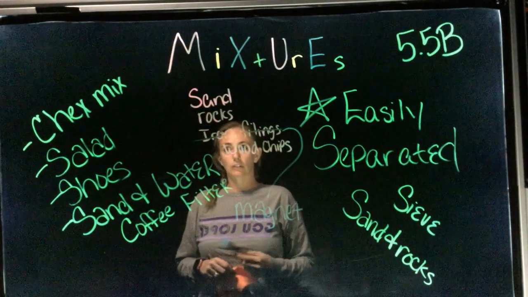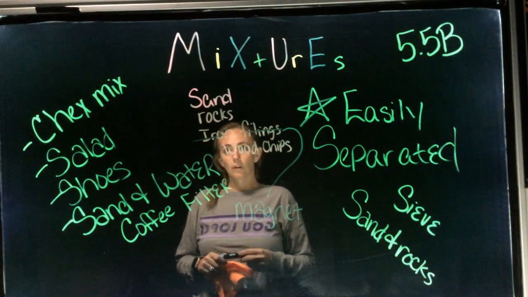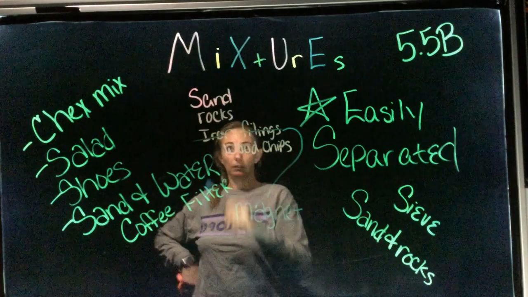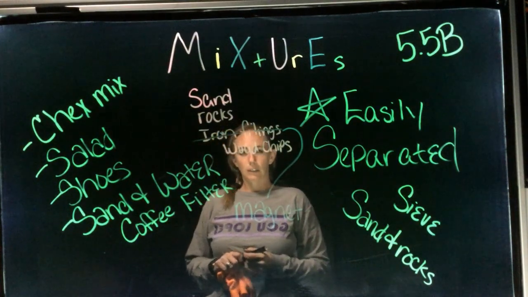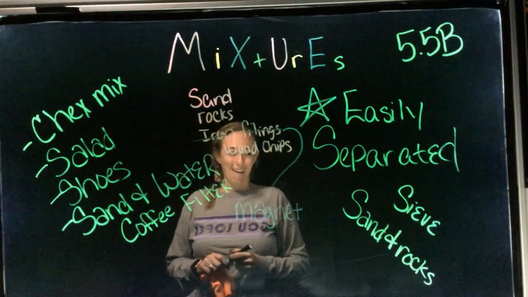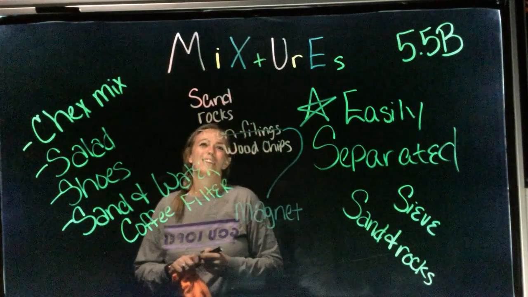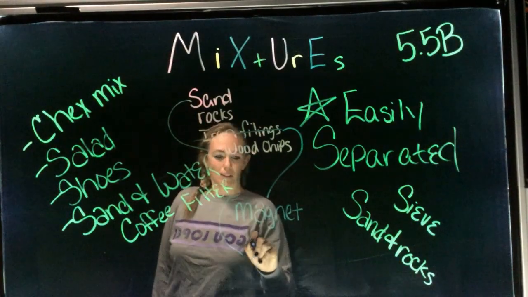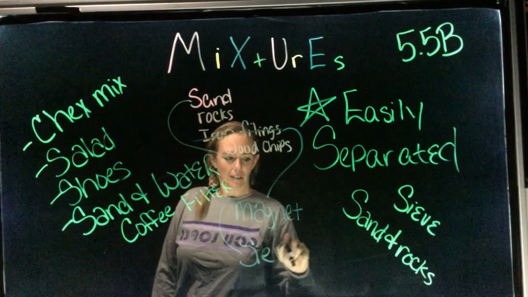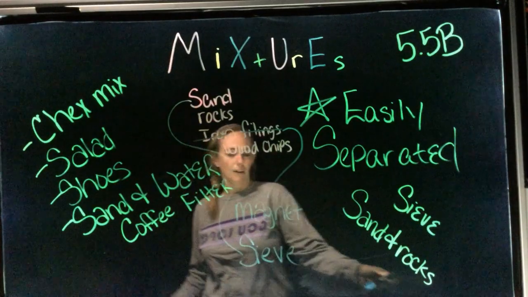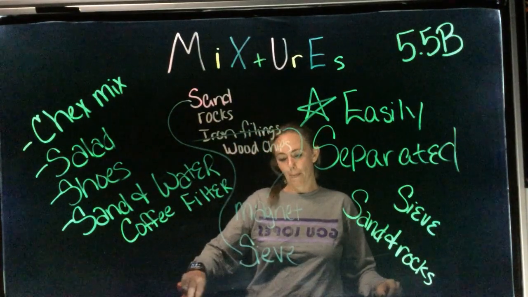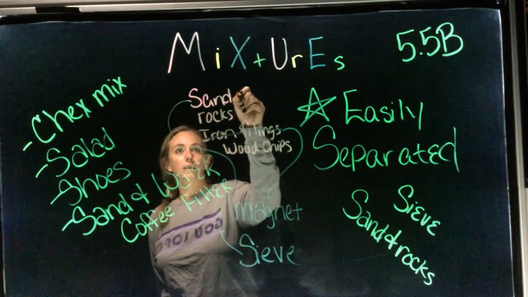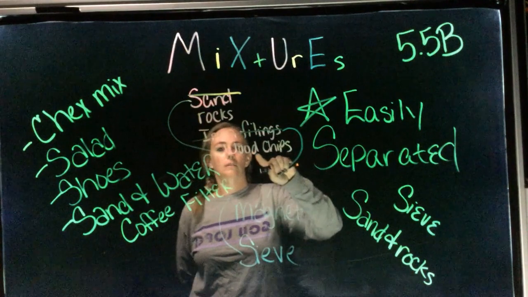So what do you think we could do next? I think we did the sand next, right? Because for that, we used our sieve. So we'll come down here and say we use the sieve. And that left us with just two things, the rocks and the wood chips.